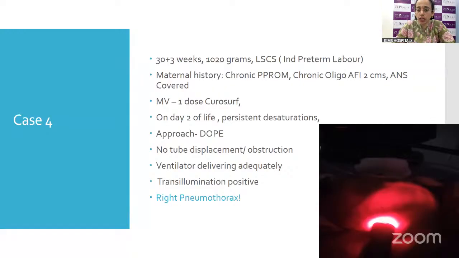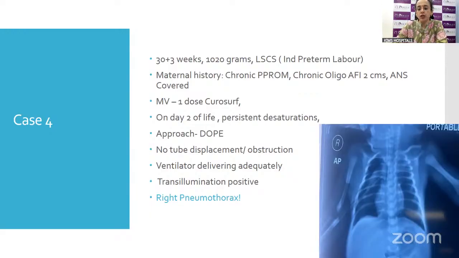So this is a risk in babies who are born out of the chronic oligo and PPROM. In them, they tend to have the lung hypoplasia. So this was the X-ray of the baby. Here you can clearly see the border of the right lung over here, and we can see the pneumothorax above the right lung. Then ICD was placed, post which the baby improved, and then the baby could be extubated after another 2 days.